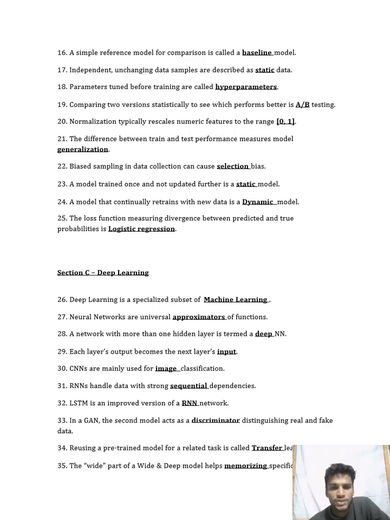CNNs are mainly used for image classification. RNNs handle data with strong sequential dependencies. LSTM is an improved version of the RNN network. In a GAN, the second model acts as a discriminator distinguishing real and fake data.